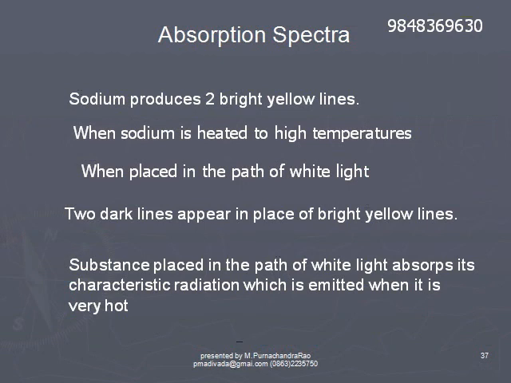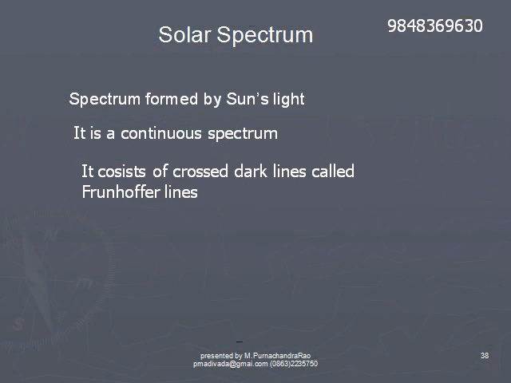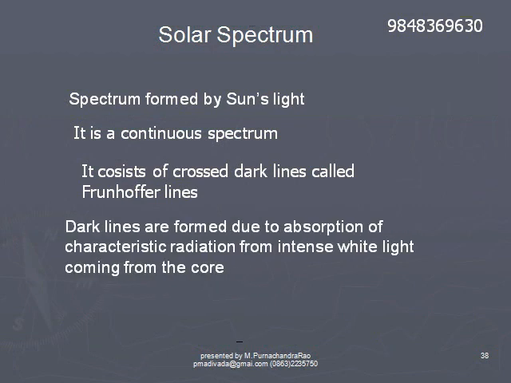A substance absorbs the same radiation that it emits when it is very hot. The substance absorbs the same radiation when placed in the path of white light that it emitted when it was very hot.